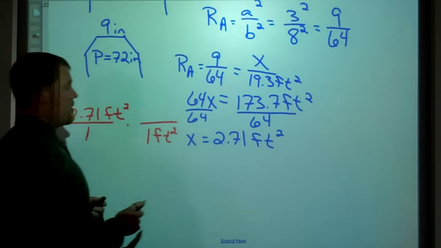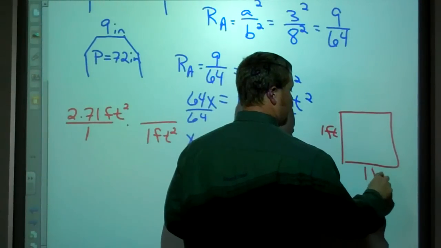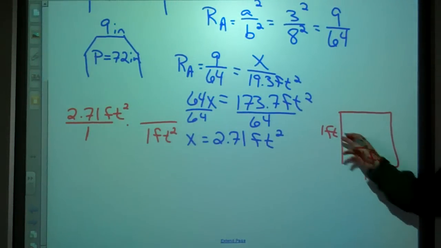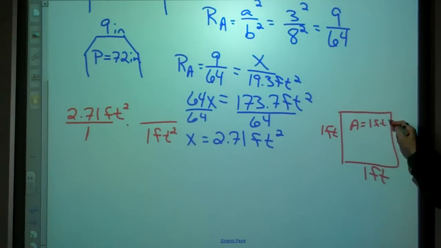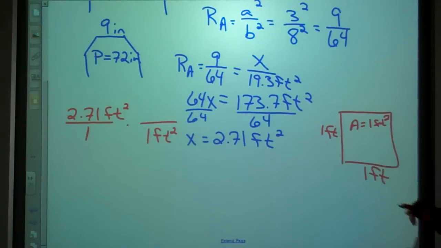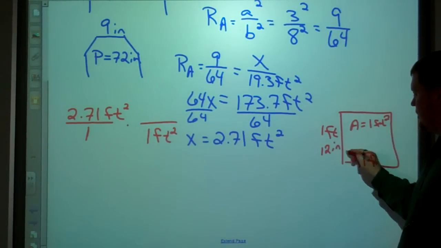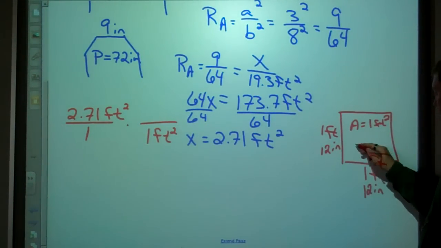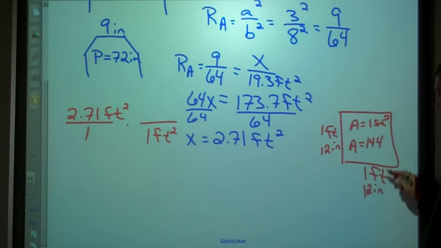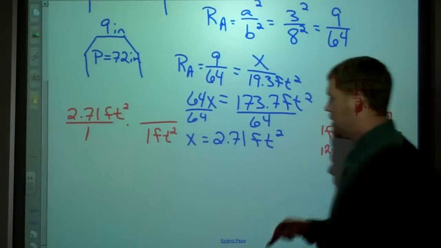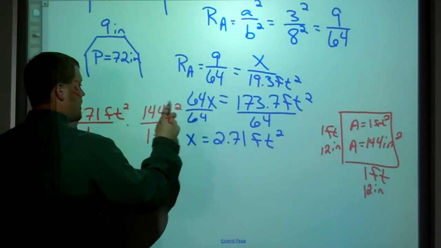And if you think about that, 1 foot squared is 1 foot by 1 foot. Right? 1 foot, 1 foot. The area of that is 1 foot squared. Okay? 1 times 1 is 1. Feet times feet is feet squared. Well, 1 foot, that's the same as 12 inches. So the area is also, well, 12 times 12 is 144 inches squared. Okay. So, 1 foot squared is the same as 144 inches squared.